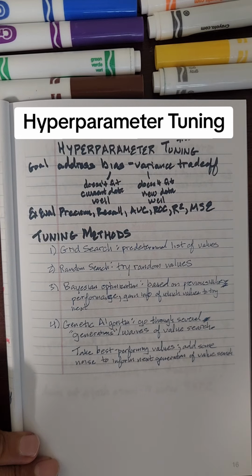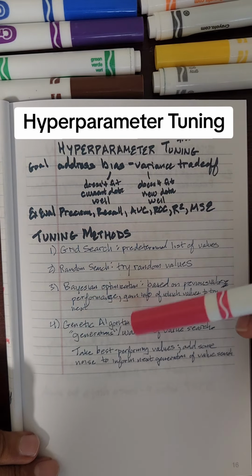So based on previous values and how those previous values perform, you're going to gain information on which values to try next. So if you had large values of alpha that performed well previously, you may continue searching only large values of alpha, as opposed to random search, where you're just trying random big values, small values, medium values, etc.